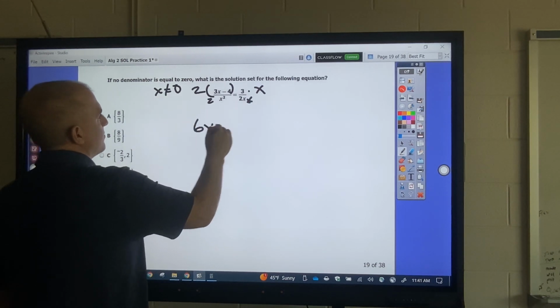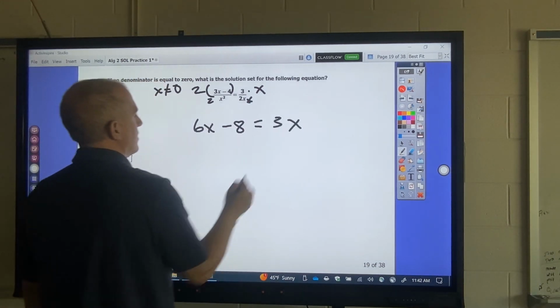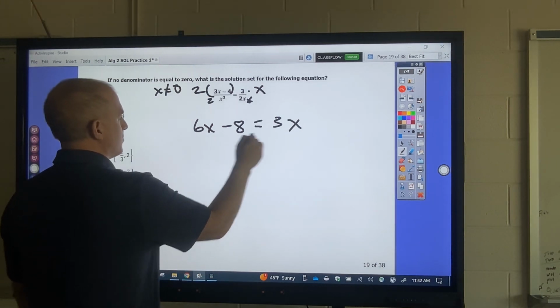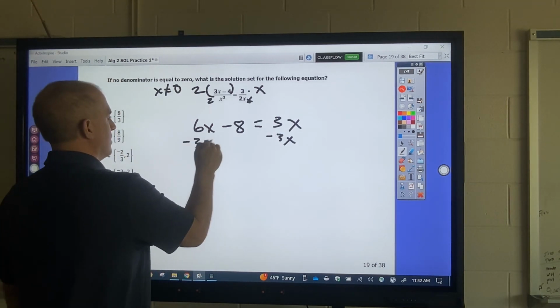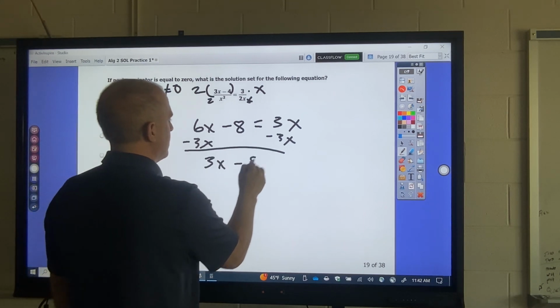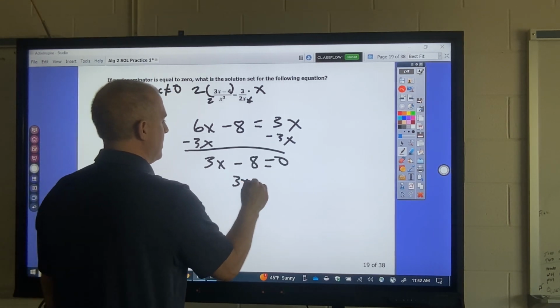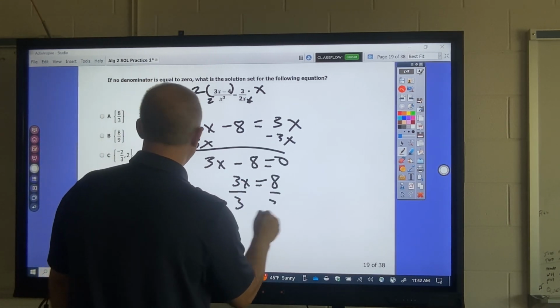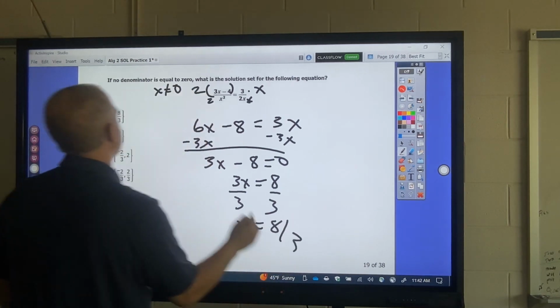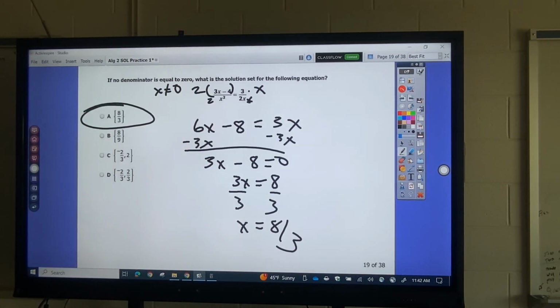So I get 6x minus 8 equals 3x. Subtract your 3x. That's 3x minus 8 equals 0. 3x equals 8. Divide by 3, I get x equals 8/3. And that would be my solution right there.